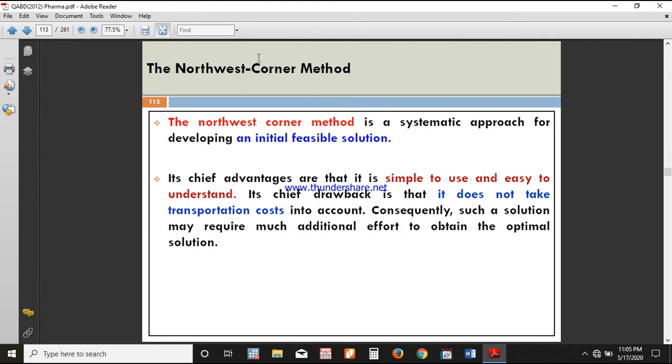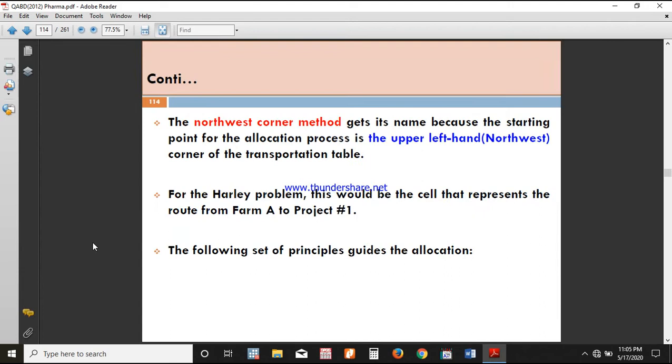When we come to the first, the northwest corner method, it is a systematic approach for developing an initial feasible solution. One of its advantages is that it is very easy and understandable. But its disadvantage is that it does not take into consideration the costs incurred by business enterprises in order to transport their products from their origins to their destinations.